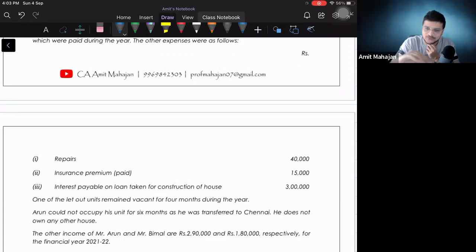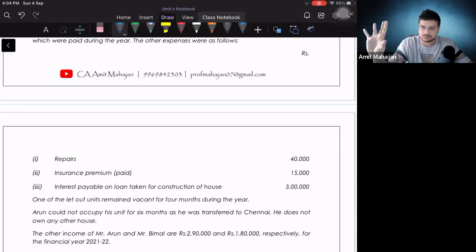रिपेयर्स 40,000 यू हैव टू इग्नोर. इंश्योरेंस प्रीमियम 15,000. इग्नोर, इग्नोर, इग्नोर. कुछ भी होने दे, नाम कौन सा भी होने दे, इग्नोर. इंटरेस्ट पेबल ऑन लोन टेकन फॉर कंस्ट्रक्शन ऑफ हाउस. Construction of house 3 lakhs.